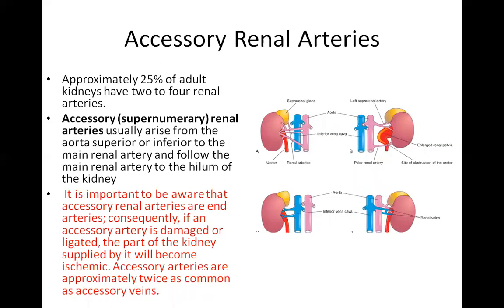Now the accessory renal arteries. 25% of adult kidneys may have 2 to 4 renal arteries. These are also known as supernumerary renal arteries, and they usually arise from the aorta, superior or inferior to the main renal artery. The knowledge of accessory renal arteries is important because these accessory renal arteries are end arteries. So if an accessory artery is damaged or ligated, that part of the kidney will become ischemic. Accessory arteries are approximately twice as common as accessory veins.